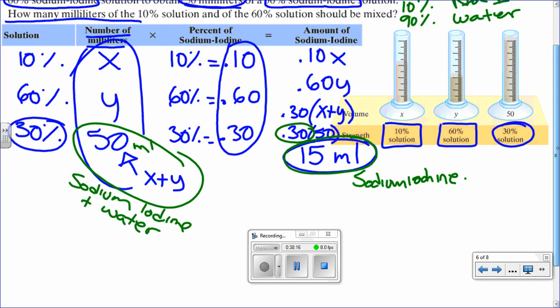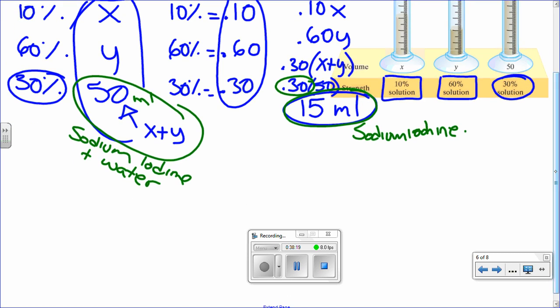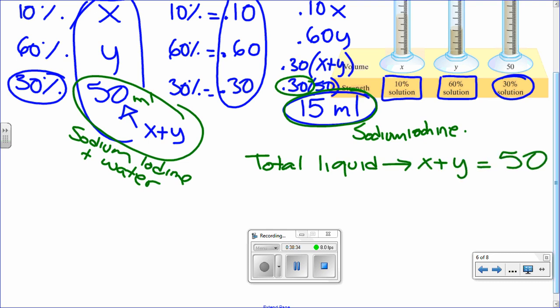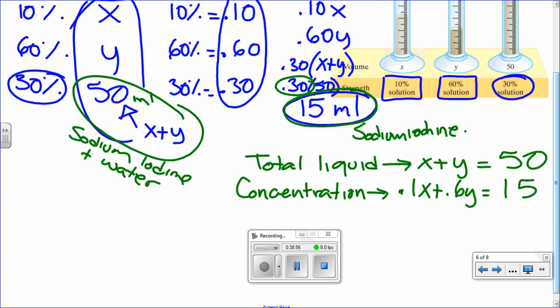So now from here, we're going to make two equations. We need two because we have two unknown variables. One of those is going to refer to the total liquid, the one we were talking about: x plus y equals 50, the total liquid of everything, water plus sodium iodine. The other one will refer to the concentration: 0.1x plus 0.6y equals 15. And then from here, we solve the system.